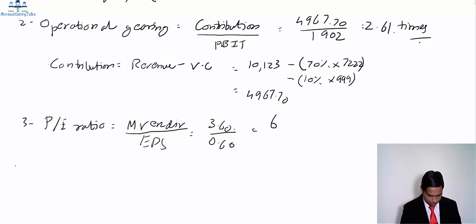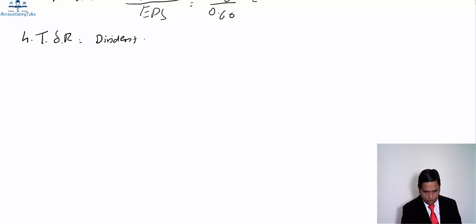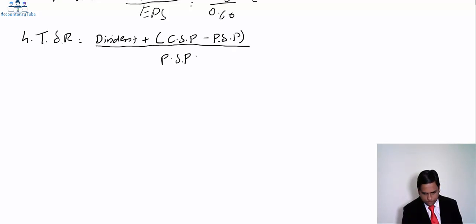Now let's compute that. Firstly, we need some space. We are now computing total shareholders return, that is dividend plus current share price minus previous share price, divided by previous share price, multiplied by 100. We already read out the dividend, and the capital gain on the share price was 0.75.